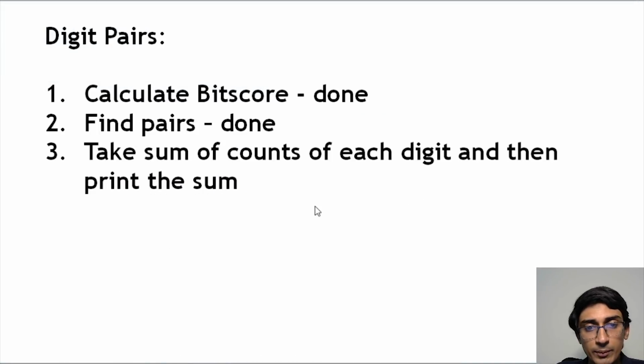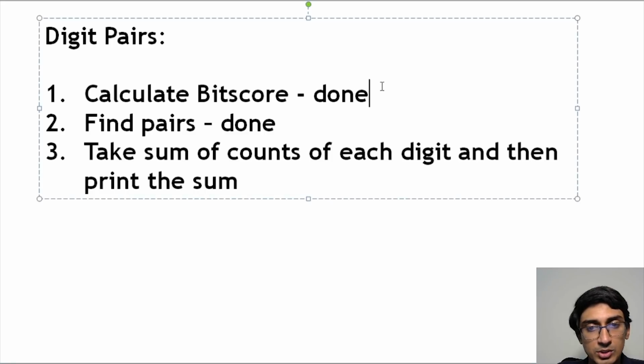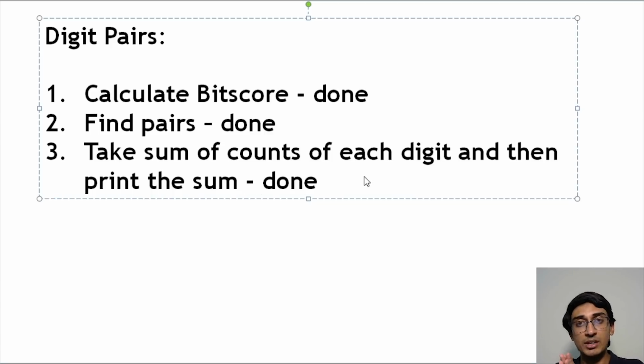So just to recap, what we have done here is calculated the bit scores. We just saw that, finding the pairs, we saw that, and then finally take the sum of the counts of each digit and then print the sum. So that we saw in just when the finding pairs part, right? And so this is also done. Again, we took the sum function in Python. In your language that might not be there. Let's simply find the sum of the entire array. It's a simple for loop.